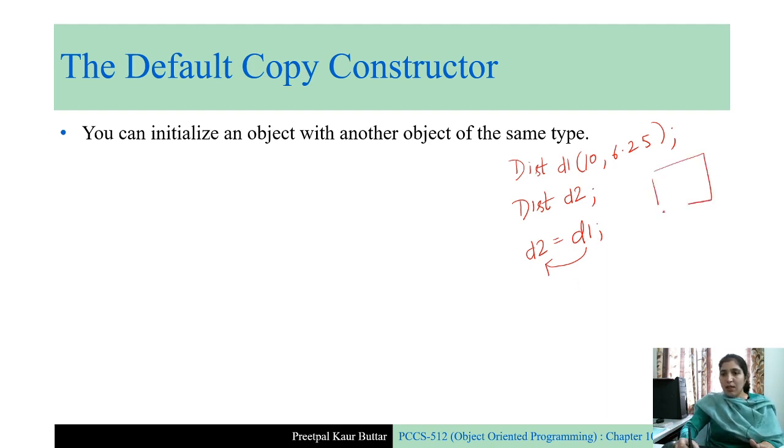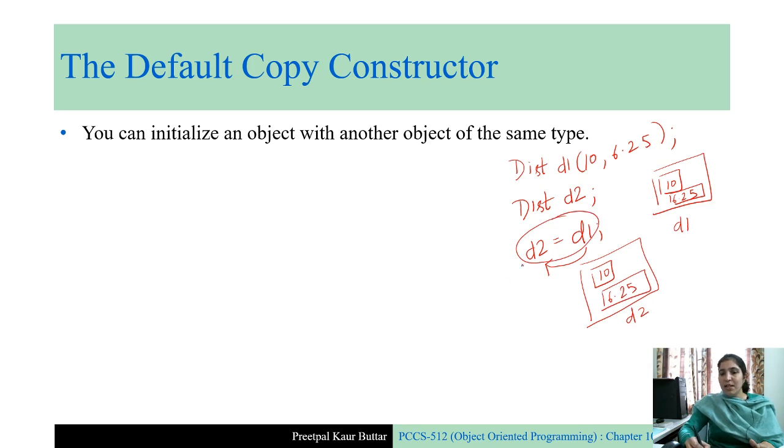So here this is the memory allocated to d1. d1 contains values 10 and 6.25 for its data members, and here we are assigning d2 equal to d1. So d2 is also a copy of d1 and it will also contain the same values for its data members. So how is this done? This is done using the copy constructor.